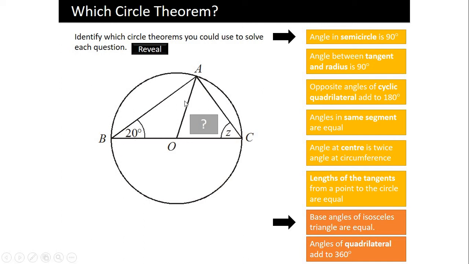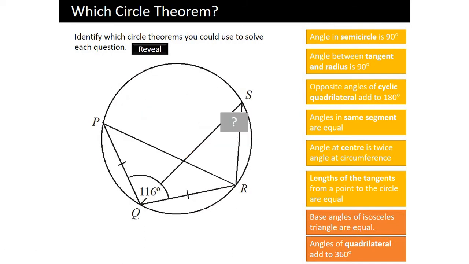So this is an isosceles triangle because this is a radius and so is this. And also these are the same here. So this would mean that this is 20 degrees here. And 90 take away the 20 would mean that this is 70. So this would also be 70 as it's the base angles in an isosceles triangle. Have a go at this one.